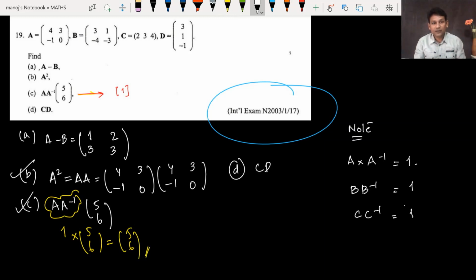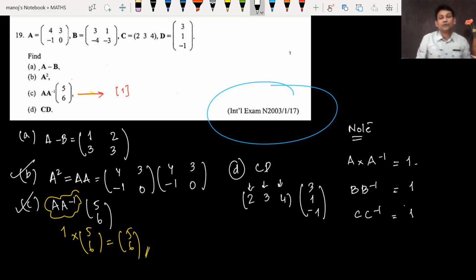Okay, C is 2, 3 and 4, and D is 3, 1 and minus 1. This is a very important question. How many columns? Column of first matrix should equal to rows of second matrix. How many columns? There are 3 columns. Okay, I would like to write here one more thing, like when you multiply, you should remember the condition of multiplication, but what will be your result?